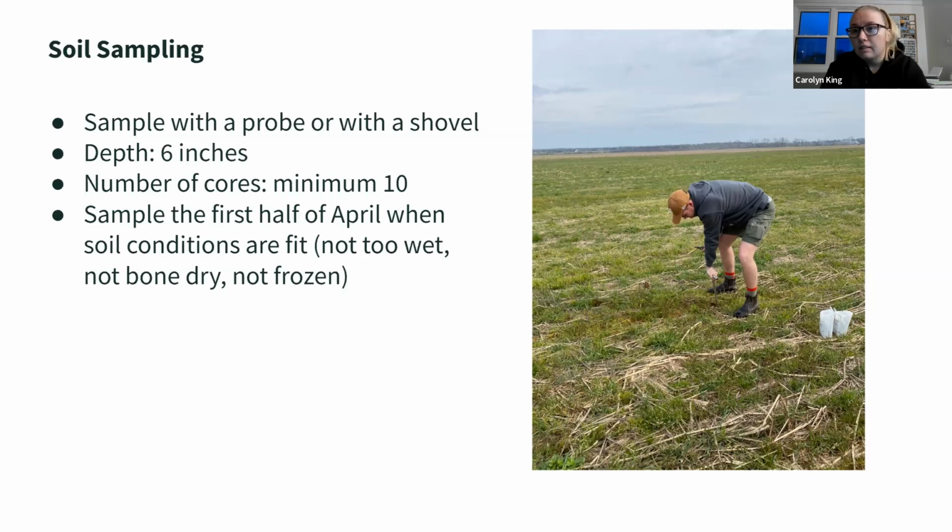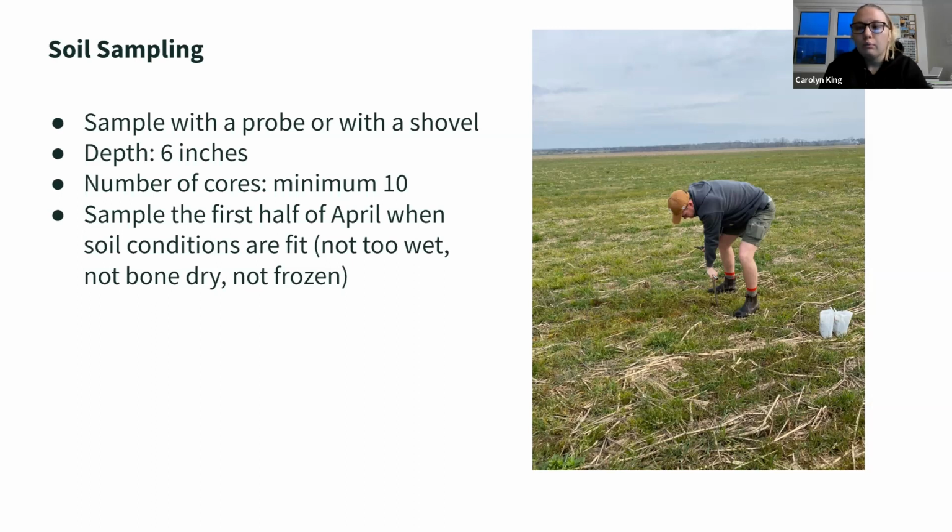The depth is 6 inches. Try to stay consistent with that. The key thing is that most of the biology is in the top 4 inches, and that's the piece that drives the Haney test the most. So we just want to make sure that we're capturing that correctly. So 6 inches with a probe or a shovel.